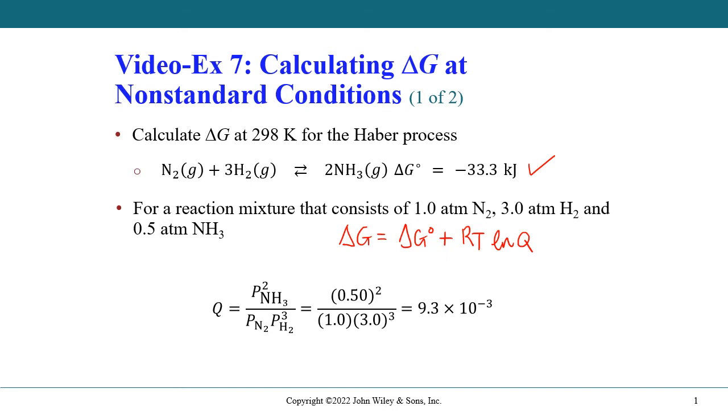So we need to first calculate Q, which is easy enough to do because you know how to do equilibrium conditions. Setting up the reaction quotient, we take the products squared because of the coefficient of 2 here. And then at the bottom of the quotient, we have the partial pressure of nitrogen multiplied by the partial pressure of hydrogen cubed, because the coefficient of hydrogen is 3.